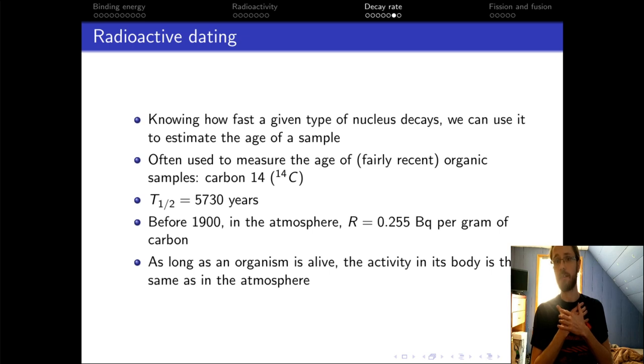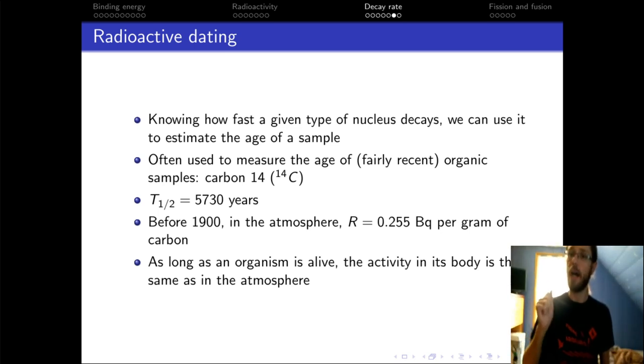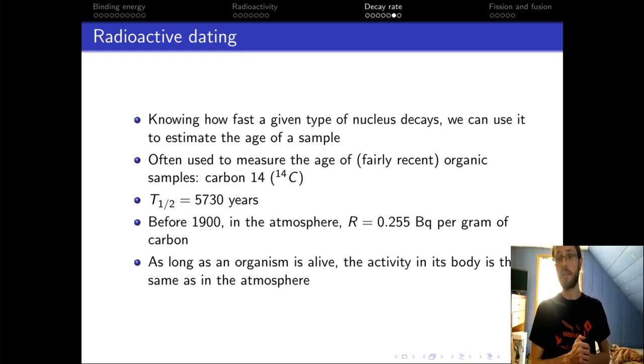But when it dies, of course, it stops breathing. So the intake stops. So all that happens from there is the stockpile that was already in the body will decay without any new supply coming in. And knowing how fast carbon-14 decays, we can then deduce for how long, at least a mean value for how long, the creature has been deceased.